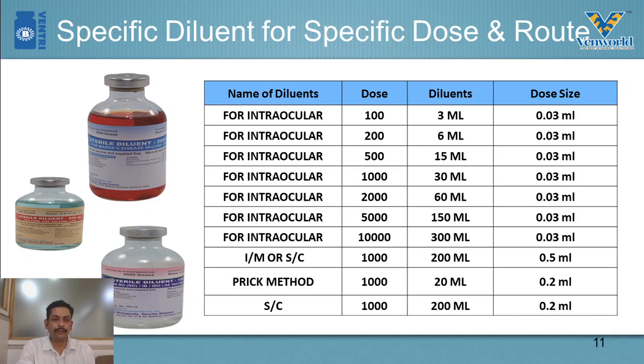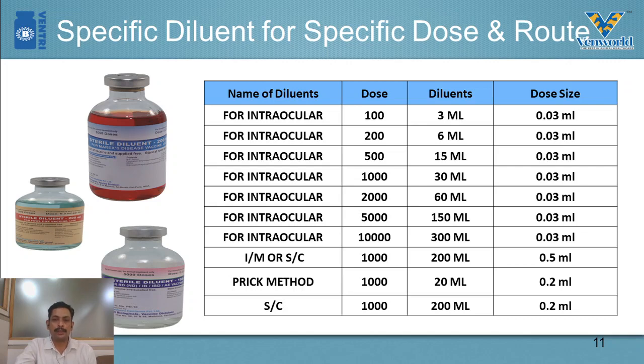Please read carefully all the instructions given on the label of these diluents, and accordingly we should use them. A lot of times we found some foreign material present in these diluents, or sometimes expired material as well. So please read carefully the batch number and expiry date, and then only use these specific diluents for the specific route and dose of the vaccination.